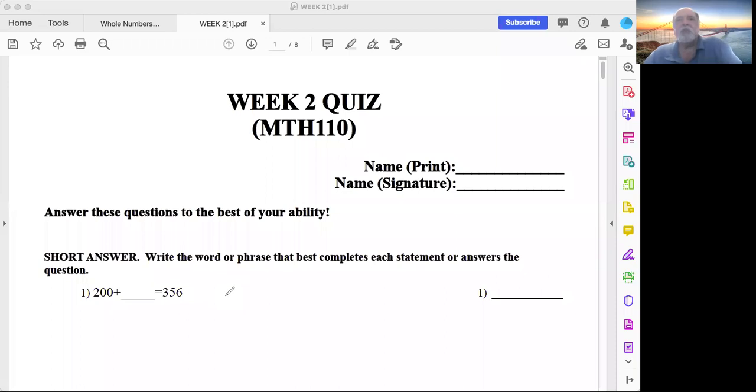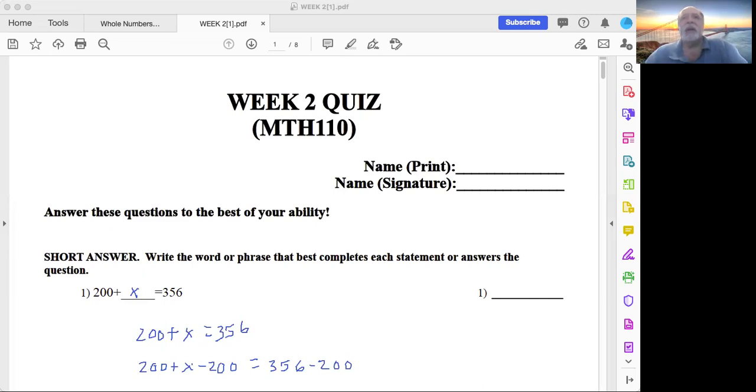Okay. 200 plus what is 356, okay? So it's the same idea here, right? We have to put a variable in here, all right? And then we have to start making it so that the variable is the only thing on one side of the equals sign, okay? So 200 plus x equals 356. I have to subtract 200 from both sides. So 200 plus x minus 200 equals 356 minus 200. The reason we do that is so that we do the same thing on both sides of the equal sign to keep this statement true.